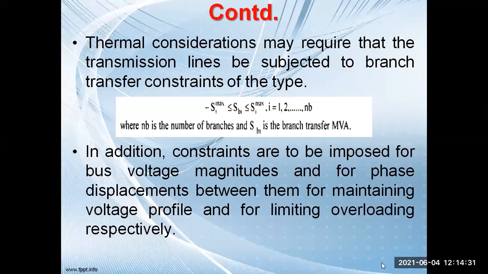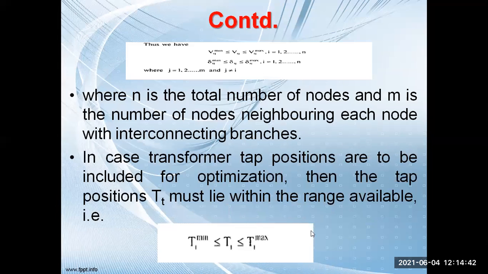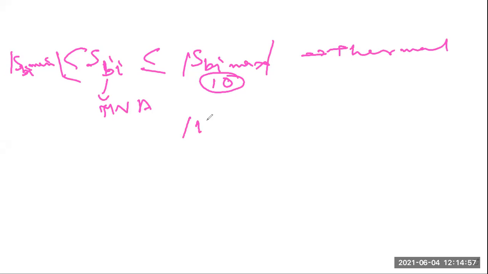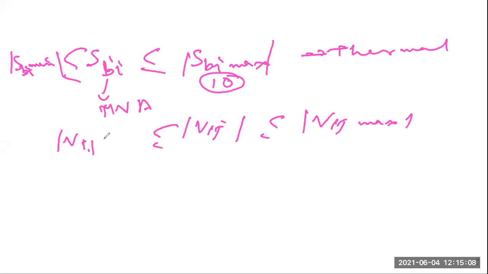In addition, constraints are to be imposed on the bus voltage magnitude and on the phase displacement between buses for maintaining the voltage profile and for limiting overloading capacity. So there are basically voltage limits and power angle limits. Every bus is subjected to this kind of limit. First, VIJ means the voltage between two buses, and it should be limited between some VIJ maximum and some VIJ minimum. So every bus has a voltage limit.